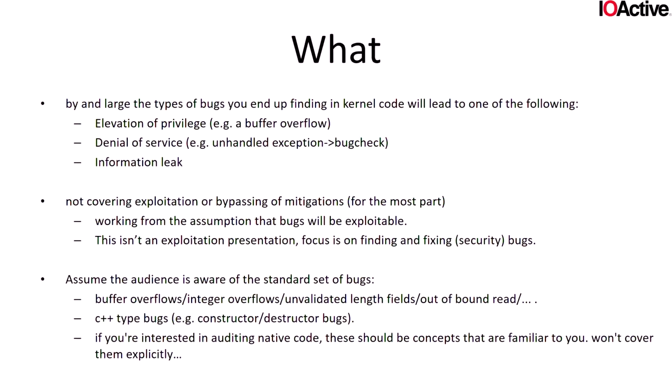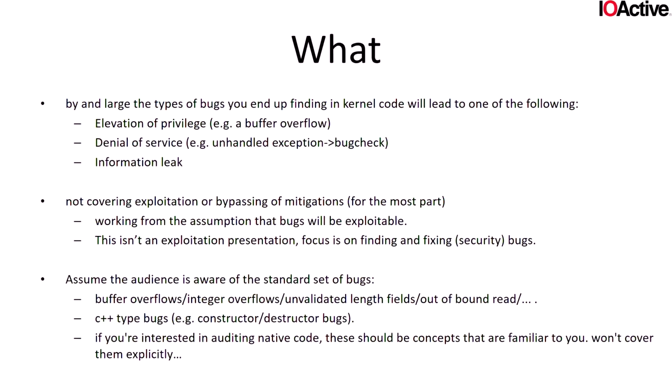Specifically, things that I'm not covering are exploitation or bypassing of mitigations. For the most part, there's bits and pieces where I'll mention some of that. But by and large, I'm working from the assumption that bugs are going to be exploitable. This isn't an exploitation talk, which is what I start off with saying, so I won't be focusing on exploitation. I will instead be focusing on identifying these types of bugs and developer guidance on how to fix those kinds of issues.